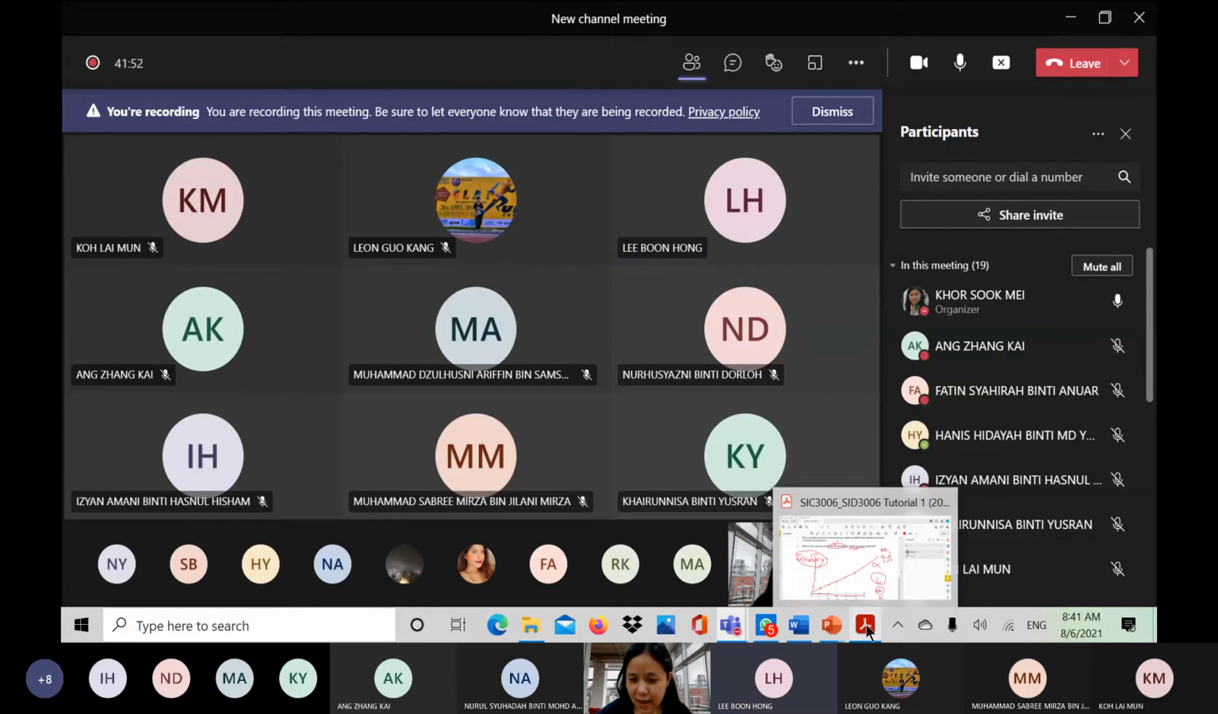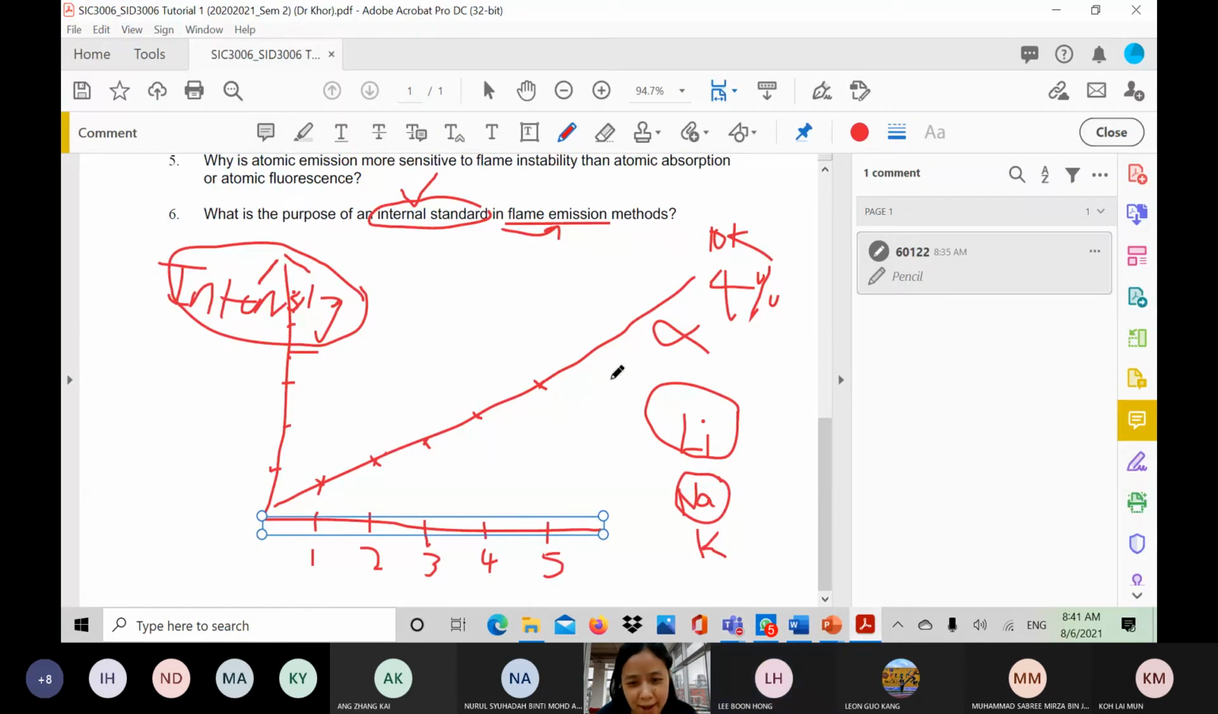This is a critical question. How can we incorporate this lithium into our calibration plot so that it will give us a reliable quantitative measurement? When we talk about quantitative measurement, it's about the calibration part. We know all the criteria, but how can we incorporate this? Can we incorporate this in the x-axis or in the y-axis?